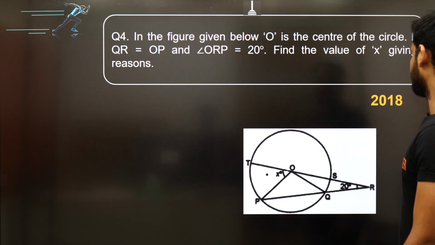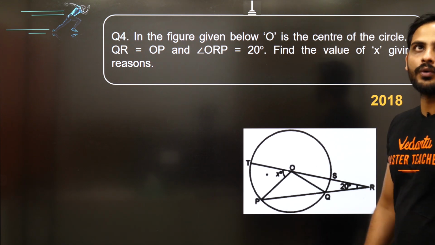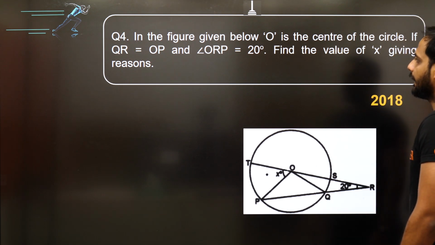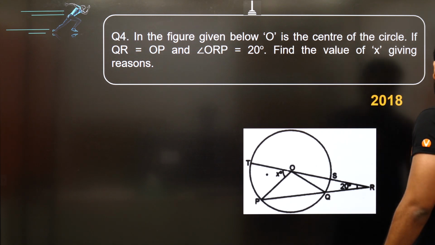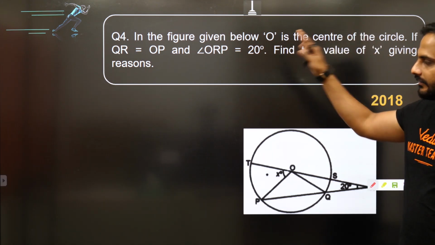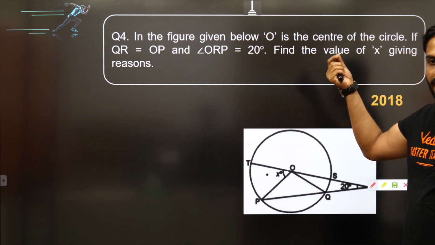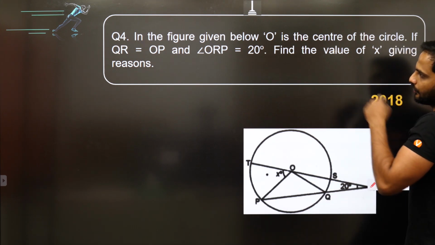In the given figure below, O is the center of the circle. If QR is equal to OP and angle ORP is equal to 20 degrees, find the value of x giving reasons. ठीक है? Now always remember this thing: even though "giving reasons" is given or not, you should always give reasons. Always. ठीक है बेटा?